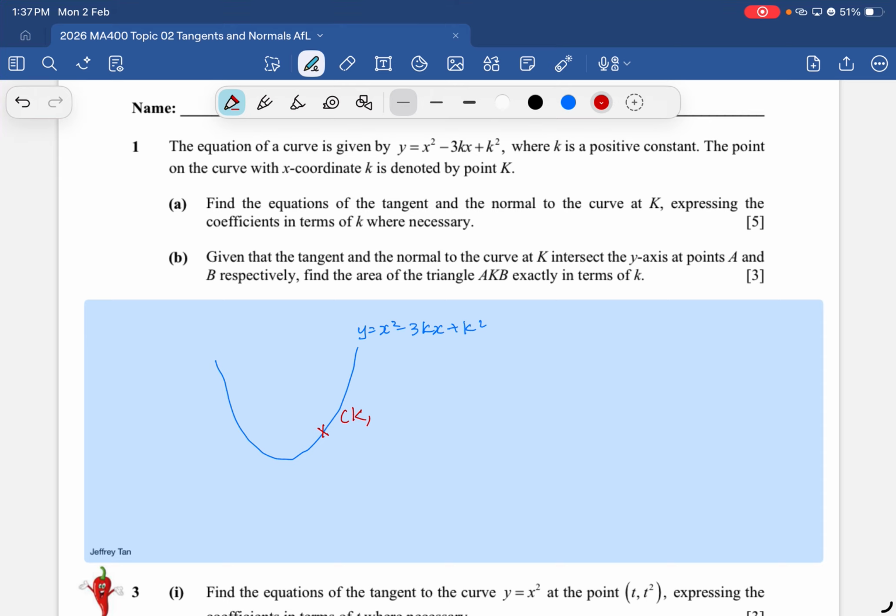You can see this is the gradient of the tangent, right? The negative reciprocal will be 1 over k. But the gradient is negative k. Yeah, so the gradient is negative k, right? That's why the gradient of the normal is 1 over k. Negative k times 1 over k gives you negative 1. Correct or not? The gradient of tangent and the gradient of normal, because they are perpendicular, the product is negative 1. Correct or not? You learn this in GH2.